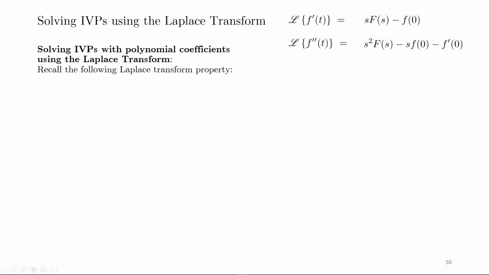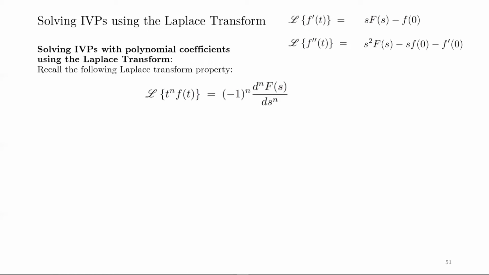So far in this class, we have not solved any initial value problems with ODEs that have polynomial coefficients. We have solved the Cauchy-Euler equations, but they were a very specific type of polynomial coefficient ODE. In general, we have not learned how to solve second order linear ODEs with polynomial coefficients. So let's recall the following property of the Laplace transform.